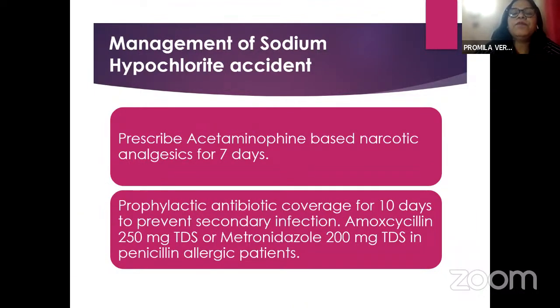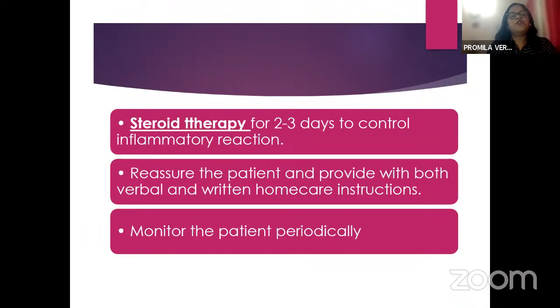Acetaminophen-based narcotic should be prescribed for 7 days, and prophylactic antibiotic coverage for 10 days to prevent secondary infection. Amoxicillin 250 mg TDS, or metronidazole 200 mg TDS in penicillin-allergic patients, should be given. Steroid therapy can also be used for 2 days to control the inflammatory reaction, and the patient should be reassured, provided with both verbal and written home care instructions, and monitored periodically.